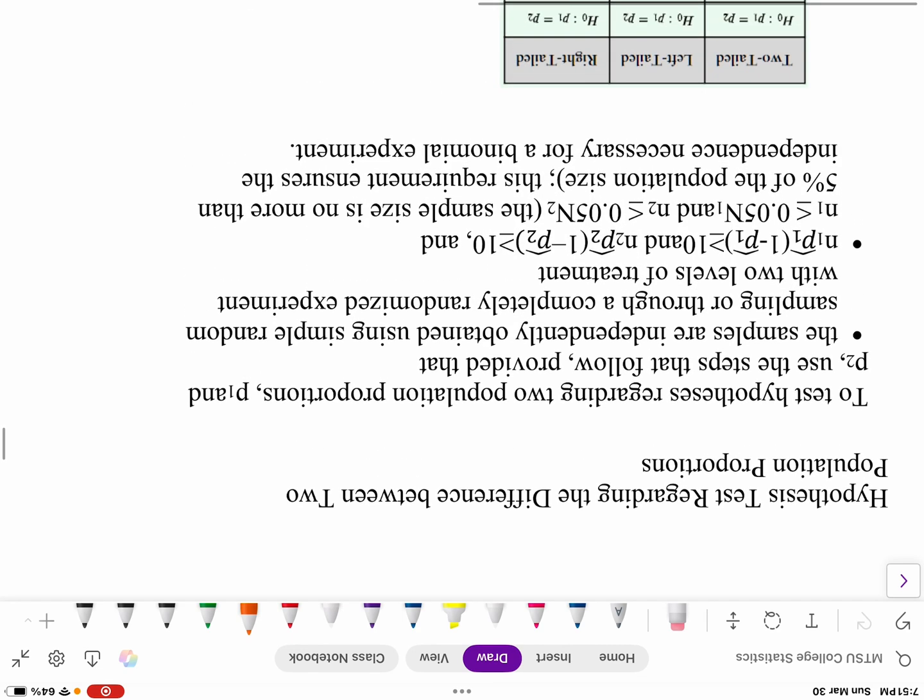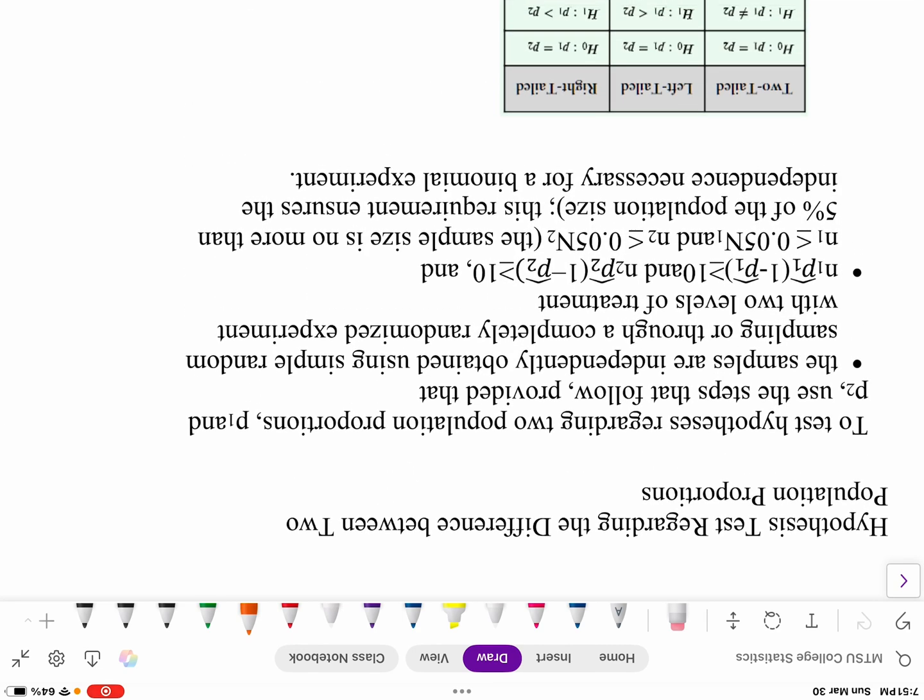All right, so our hypothesis test regarding the difference between two population proportions. When we go to perform a hypothesis test regarding two population proportions, the samplings are independently obtained using simple random sampling or some randomized experiment with two levels of treatment, which means having a placebo and having the actual treatment itself. For the normal and large count condition, you take each sample size, multiply it by its probability, and by one minus its probability, and it has to be greater than or equal to 10.